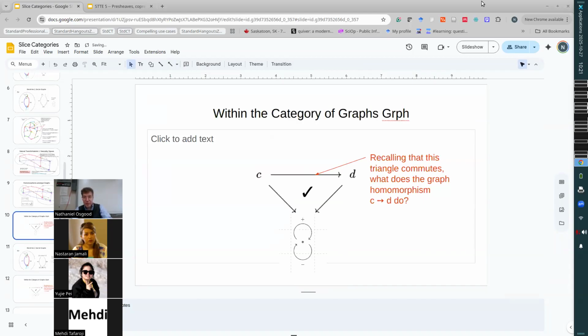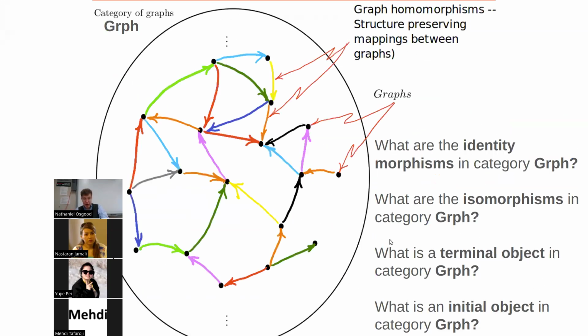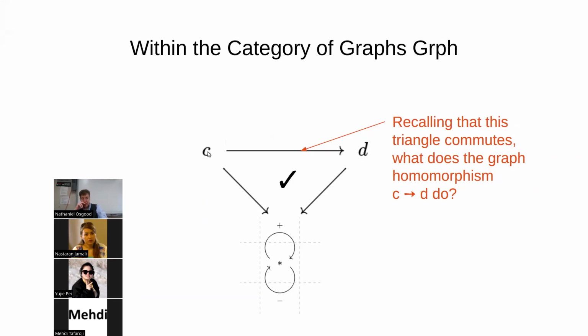We're gonna get rid of this. So within the category of graphs, let's consider a morphism from graph C to graph D. And this is going to be our designated graph. This one right here is our designated graph. What is this morphism here, this graph homomorphism, going to do? What is it going to do?